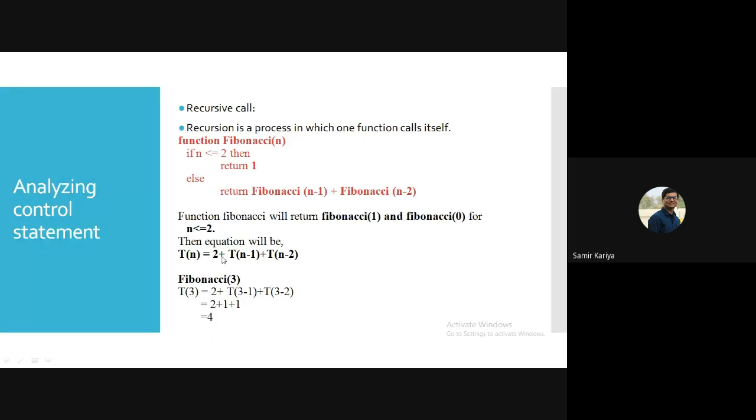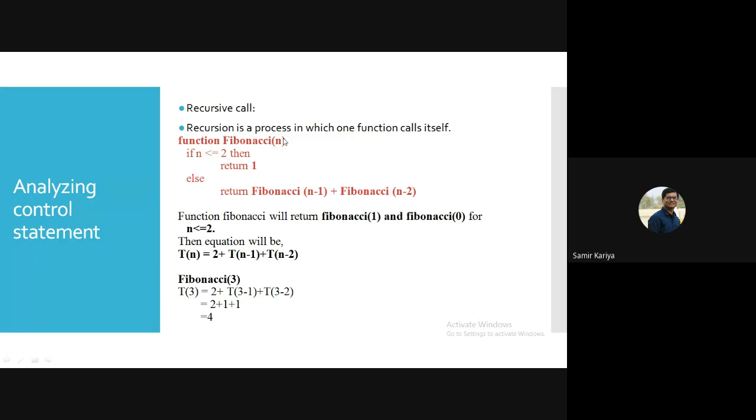So for this recursion, you can write the time complexity T of n is equal to 2 plus T of n minus 1 plus T of n minus 2. What is the meaning of plus 2? यहाँ पे लिखा है T of n equal to 2, that's for these two lines: the if statement and return 1. Time complexity T of n minus 1 means again a recursive function.